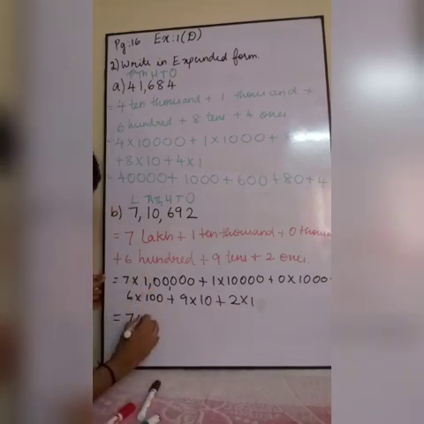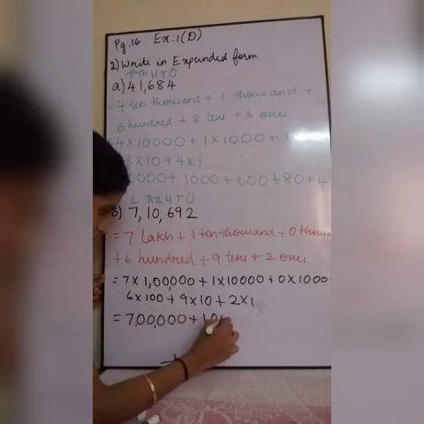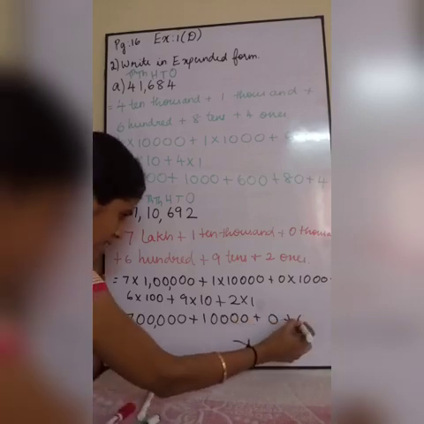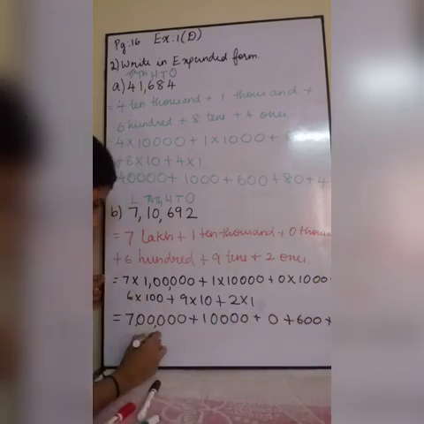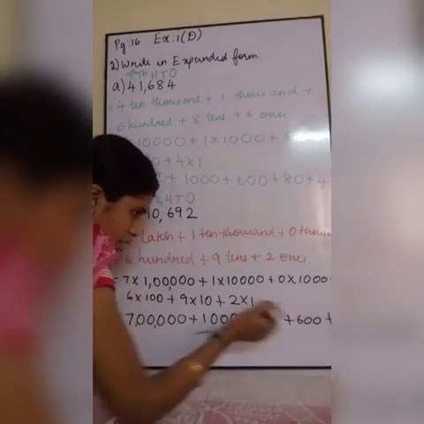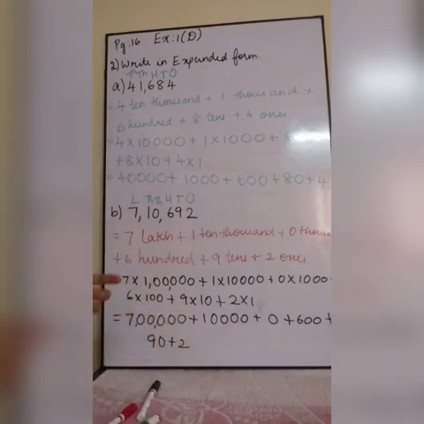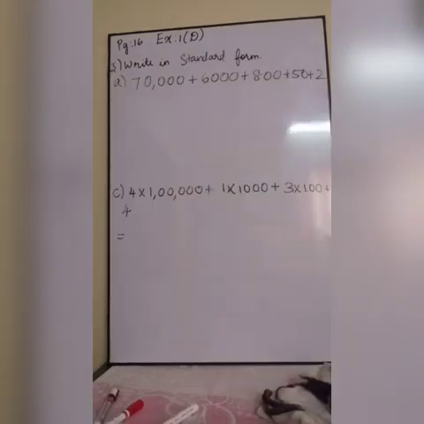Next another way, 7 lakh plus 10,000 plus 0 plus 600 plus 90 plus 2, since 0 into anything is 0. Okay, 7 lakhs plus 10,000 plus 0 plus 600 plus 90 plus 2. Understood, children, how to write the expanded form? Your C and D sum is your homework.